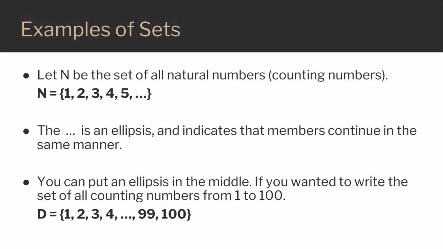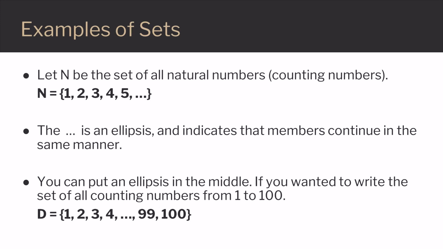Another example is the set N of all natural numbers. These are the positive whole numbers starting from 1 and are sometimes known as the counting numbers. In this case, we can't write out all the numbers, so we put 3 dots at the end, called an ellipsis, to show that the list keeps going with the same pattern.